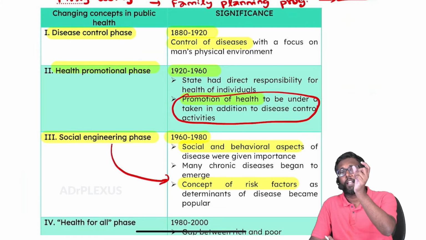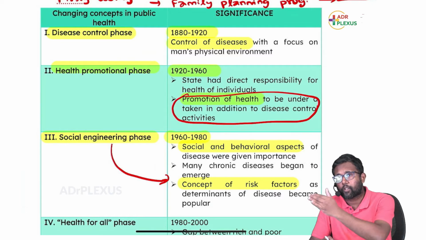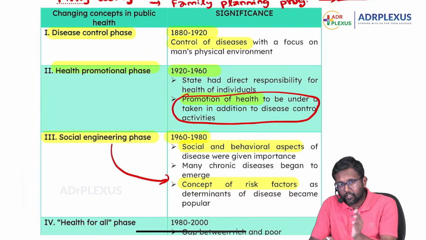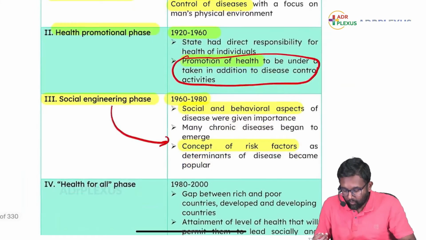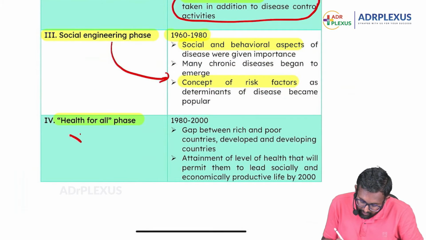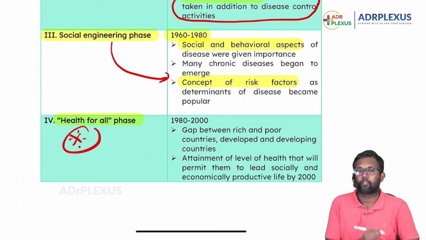So 1880 to 1920 is disease control. Then 1920 to 1960 is health promotion. Next, the social engineering phase is 1960 to 1980. At last, now we are coming to health for all. So this is the question. From here we can get a question on this point.